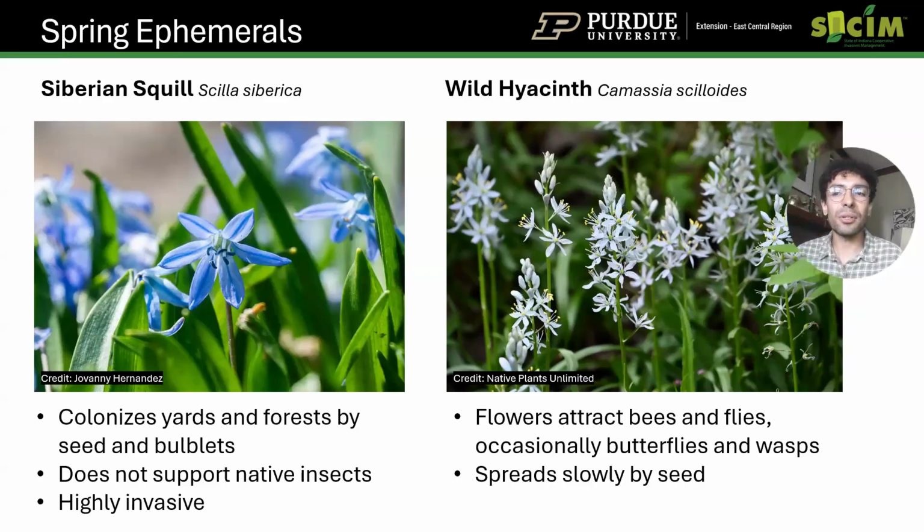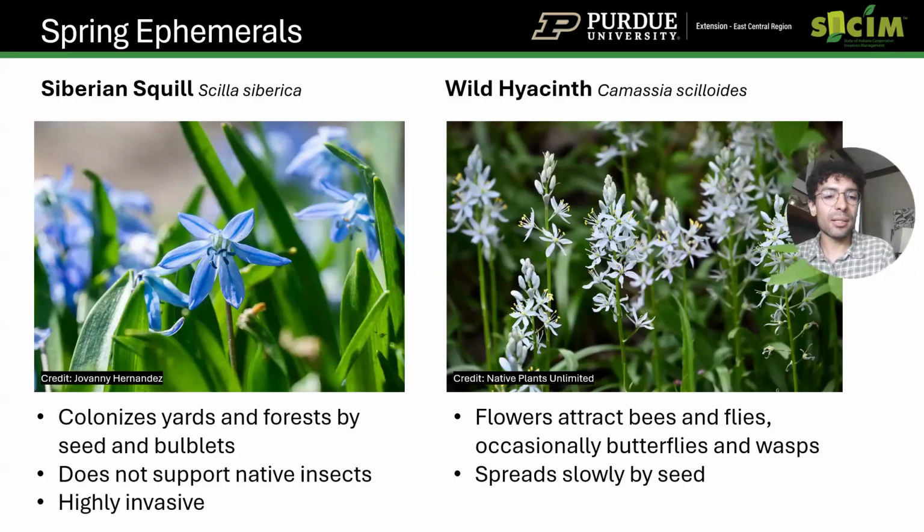A really good alternative to Siberian squill is wild hyacinth. It has a very comparable sort of waxy leaf. And it's also going to behave similarly in terms of its time above ground. It'll bloom later. Some of these are still blooming right now in my area. These really bloom from April into May.